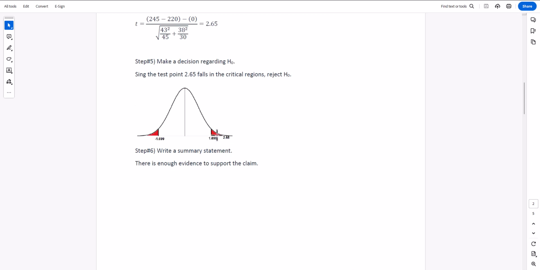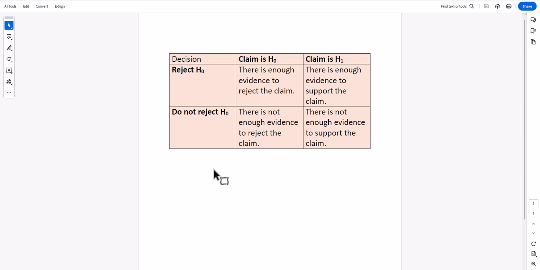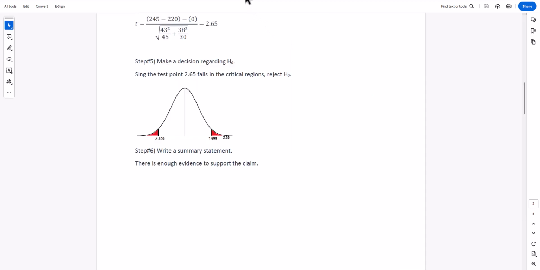2.65 definitely falls in the critical region, so we reject H naught. And using our table, we get reject H naught, claim is H sub 1, so we would write out there is enough evidence to support the claim.